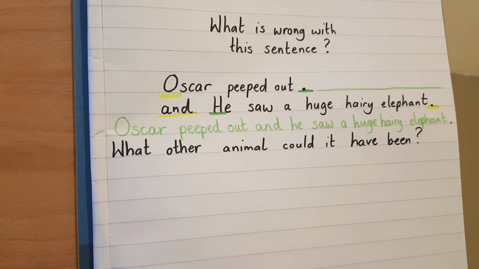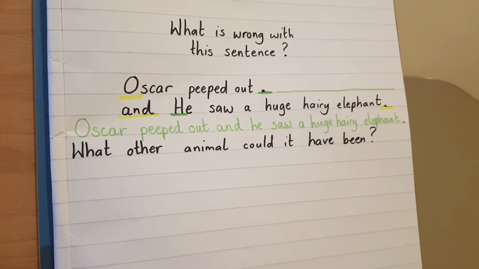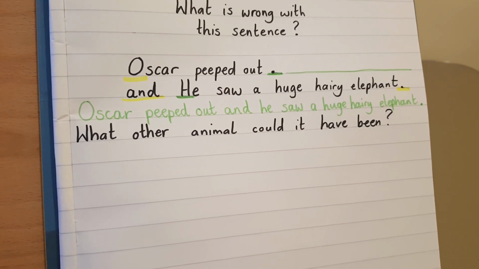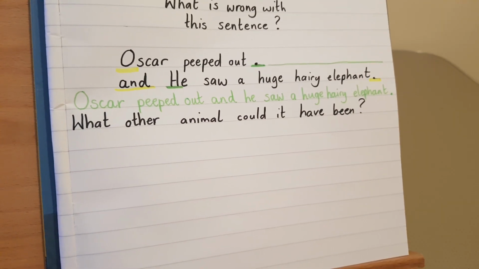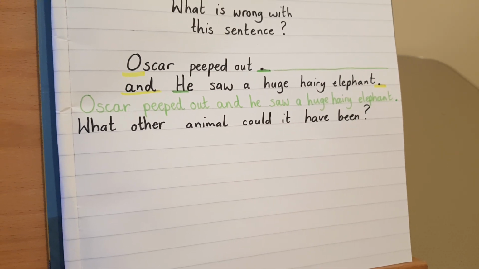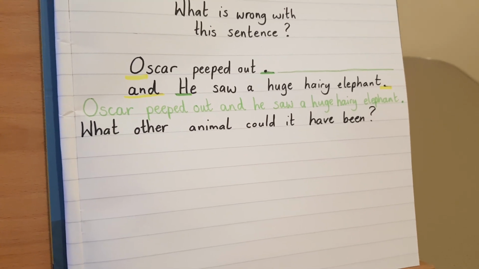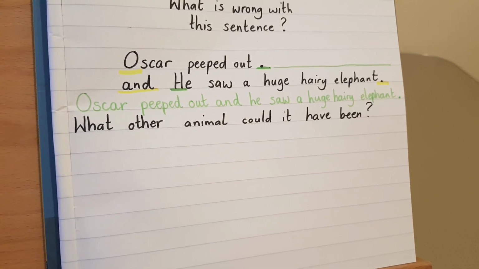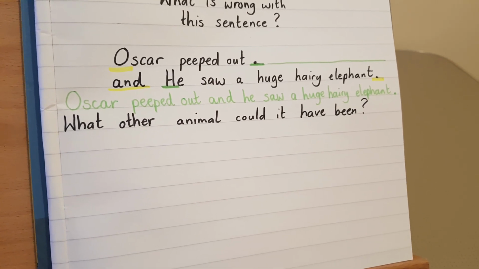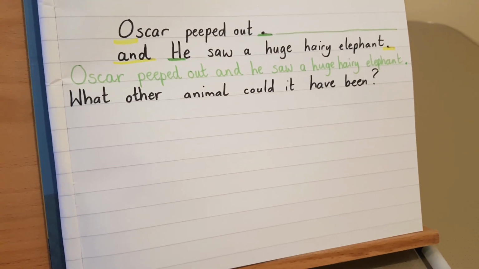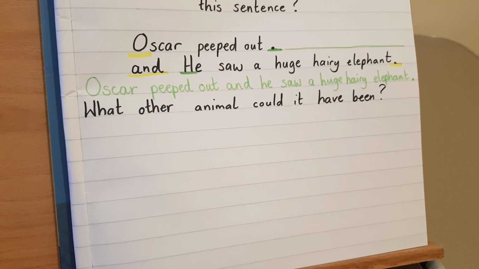So I might choose the gorilla. I might think about the gorilla being outside instead of the big hairy elephant. So I might say, Oscar peeped out and he saw an enormous black gorilla. Let's say that again so we can hear the words that are in that sentence. That is quite a long sentence, isn't it? Oscar peeped out and he saw an enormous black gorilla.